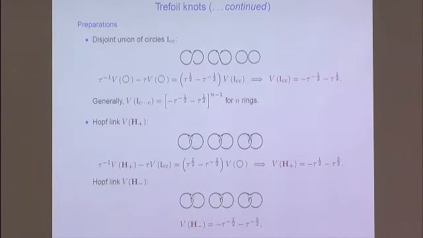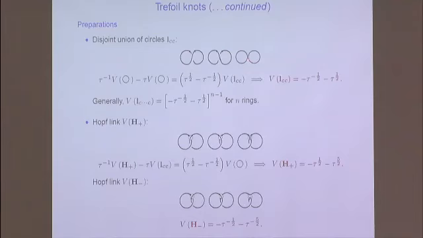Okay, our purpose is to get this Hopf link. But how to compute this Hopf link? We should again use the skein relation to separate this point to be this and this. This one is a disjoint union of trivial circles. This one is a circle, right?